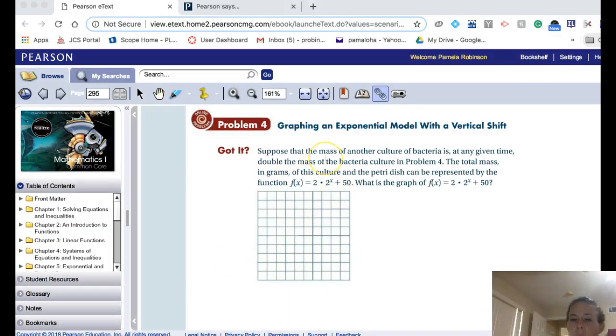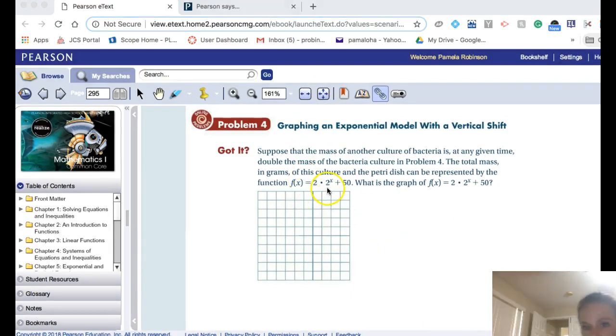So in your got it, it's another one where you would do a similar thing, but your function this time looks like this: 2 times 2 to the x plus 50. So you could go ahead and graph 2 times 2 to the x and then see what the shift up 50 looks like, or just make your chart for this exact function, x and f of x. So you just plug in some values. Start with 0 because you don't want to have negative mass. So start with 0, you have no mass. 2 to the 0 is 1. 1 times 2 is 2. Then 2 plus 50. So your first value would be 0, 52.